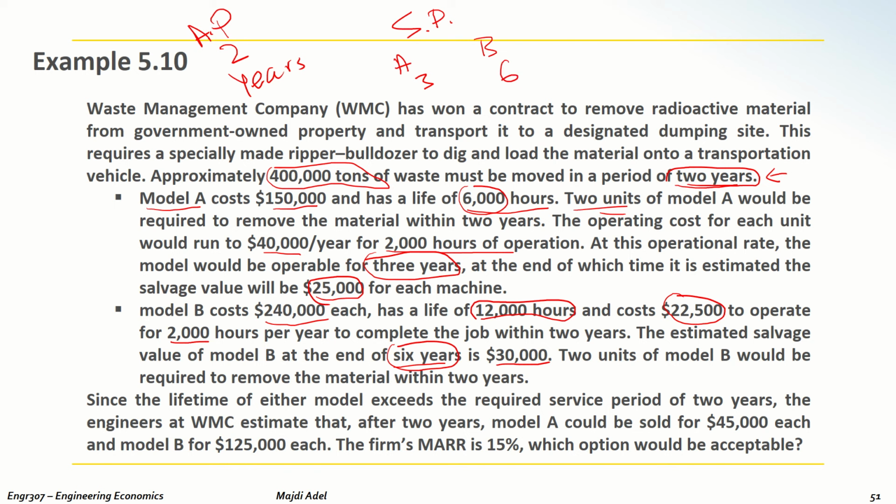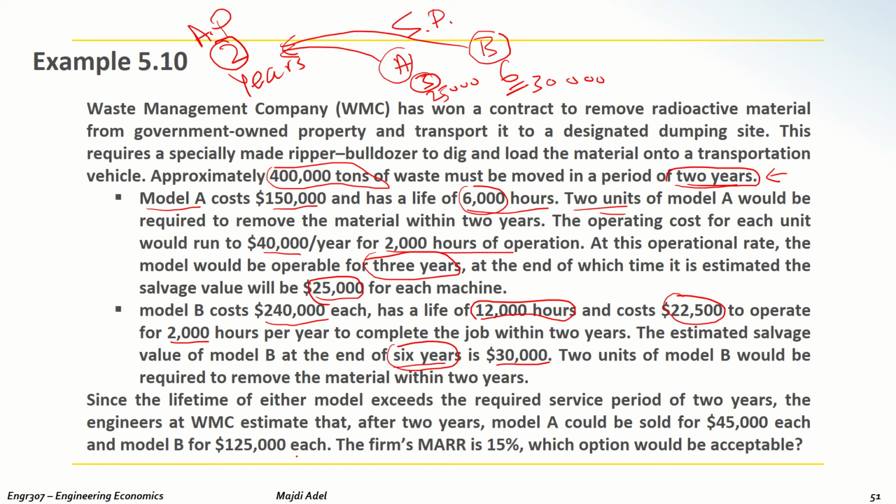Okay, now what to do in this case is that I need to find the salvage value of Model A at n equal to 2 years, and I need the salvage value of Model B after 2 years. What's given in the question is the salvage value at the end of the 6 years. So the salvage value of 30,000 is at the end of 6 years, and the salvage value of 25,000 is at the end of the service period of 3 years for Model A. But I need the salvage value now after 2 years.